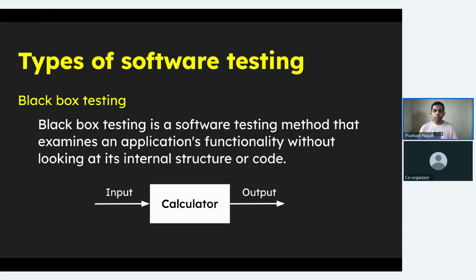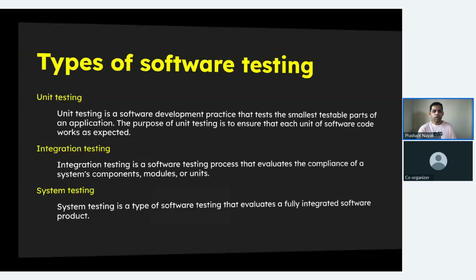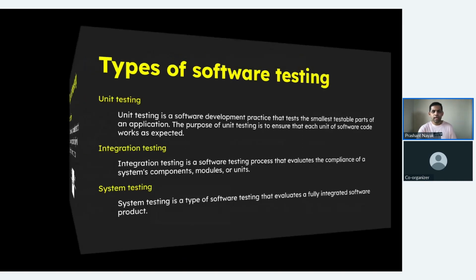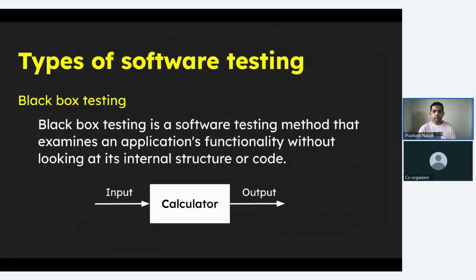I am not going to be worried about how exactly the code is written. That is none of my concern as a black box tester. Okay, I'll simply test the functionality. I'll pass on the input. If it is giving me expected output, well and good. If no, I'll raise a defect. And majority of the time, we do the black box testing. I would say like 70 to 80% of the time, we do black box testing.